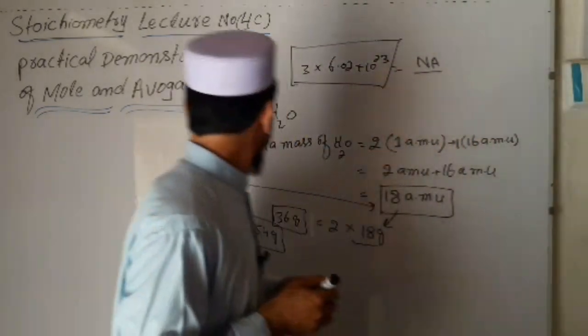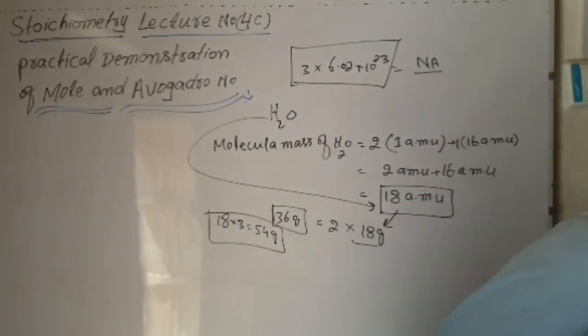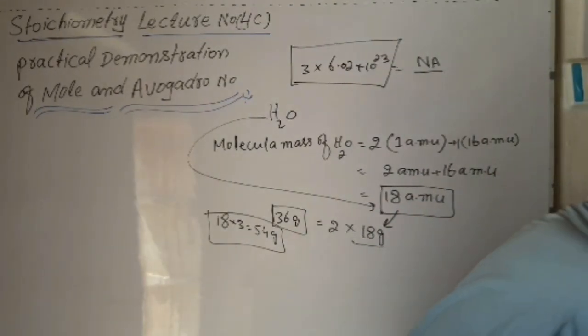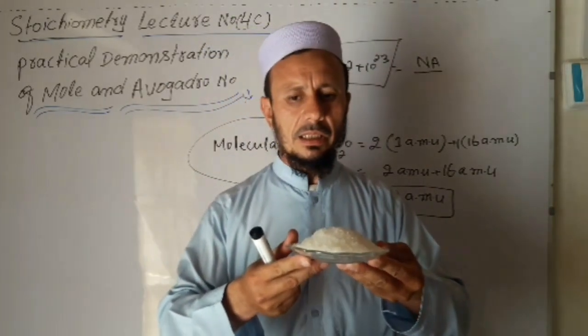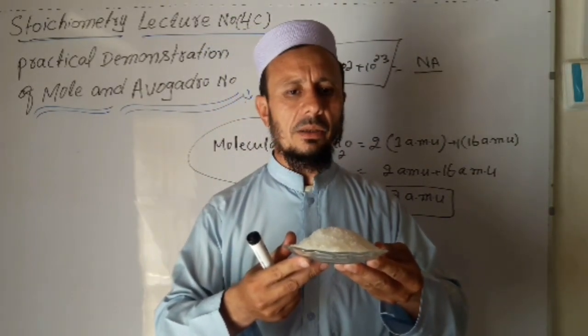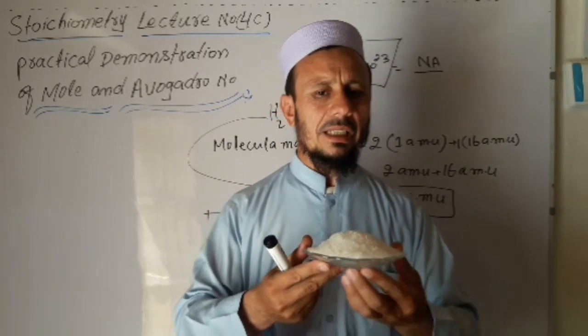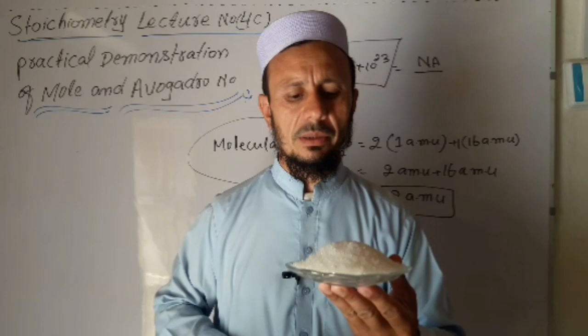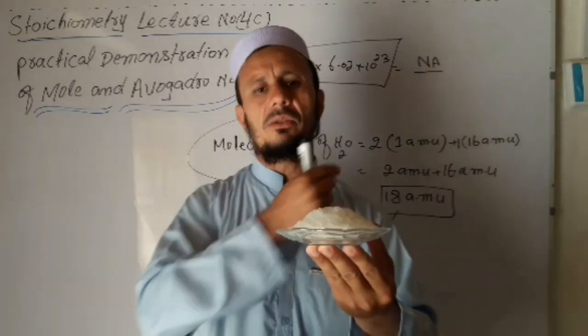Now dear students, let us come to another example. This is 342 gram of sugar, and this is equal to 1 mole. Why is it equal to 1 mole? Let us understand.